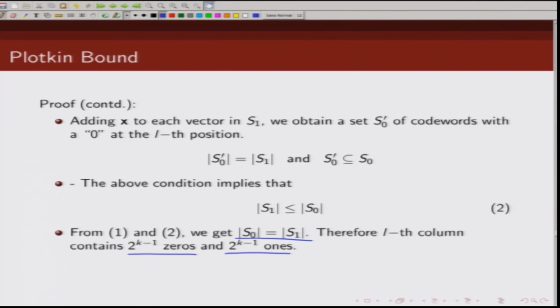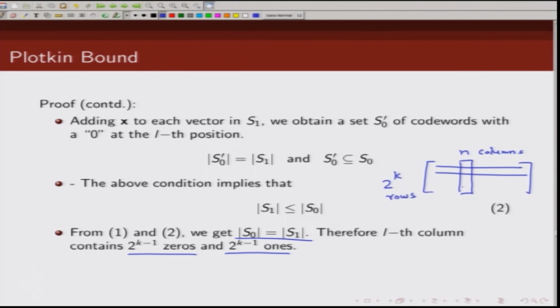And how many such columns are there? We are talking about a code array. So, these are all code words, and each one of them is n bits. So, we have a total of n columns and we have 2 raised to the power k rows. What we have shown is that each column will have 2^(k-1) zeros and 2^(k-1) ones, and there are a total of n such columns.